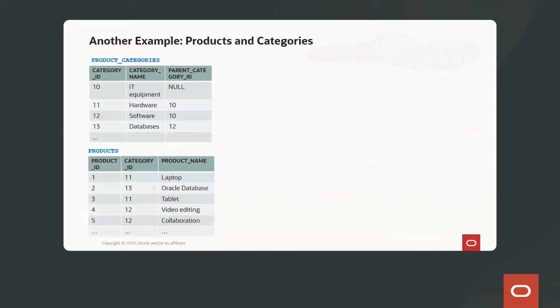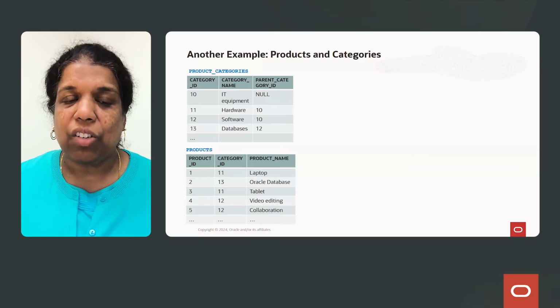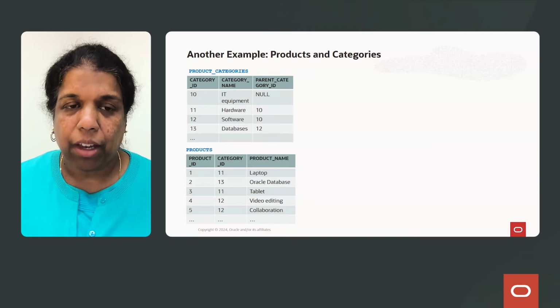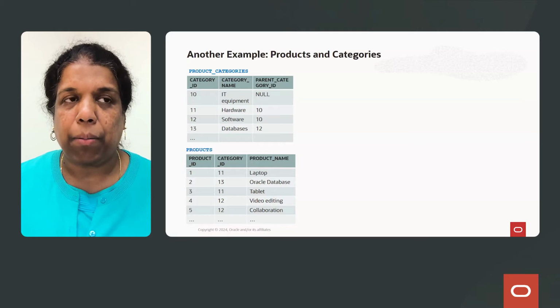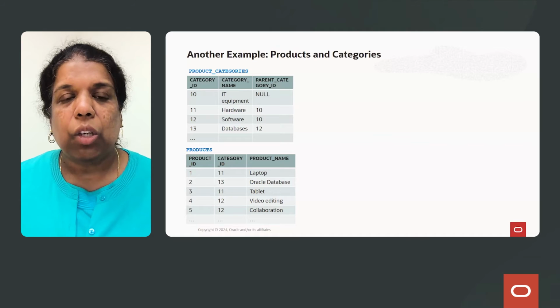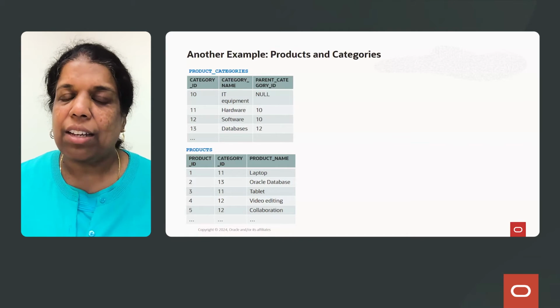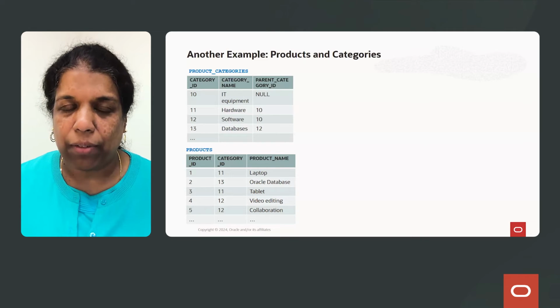And here is another example of how we would create a graph view of data. Here we have two tables, products at the bottom and product categories at the top. Products belong to different categories. And what is interesting is different categories also belong to a parent category. You might recognize this as coming from the order sample schema that has been in Oracle database forever. So the fact that a category belongs to a parent category creates a hierarchical relationship. And navigating this hierarchy is easy to do with graphs.